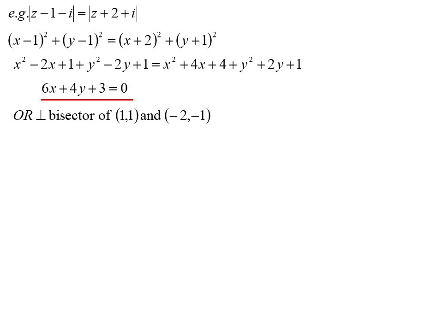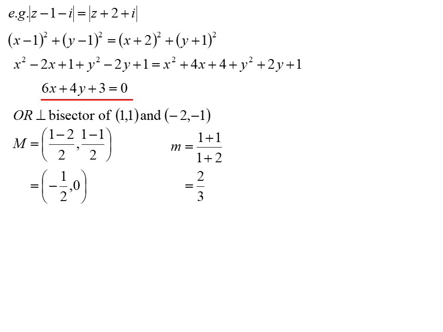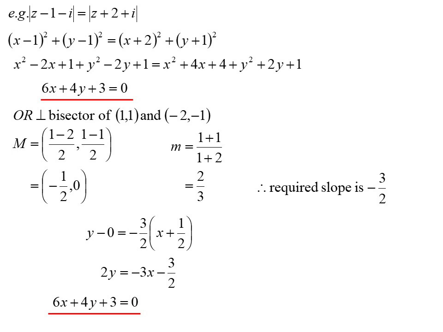So if I find the equation of that line, well, I'm going to need the midpoint. So let's find the midpoint. There it is, minus half, 0. I'm going to need the slope of the line. The slope joining these two is 2/3. Therefore, the slope I want's -3 on 2 because it's the perpendicular bisector. Put it into my point slope formula. We get the same equation. Was it quicker? Possibly not. It's just another way of doing it.